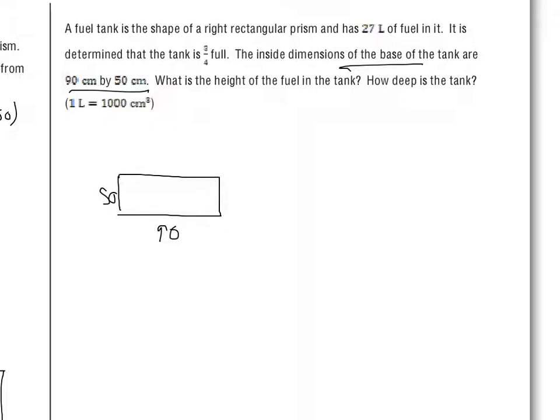And as we draw this, we know that it is 3/4 of the way full. So if I'm looking at my fuel level, my fuel level only goes so far up this particular rectangular prism. I don't actually know how high this is, but what I do know is that it goes 3/4 of the way up. So it is only 3/4 of the way full.